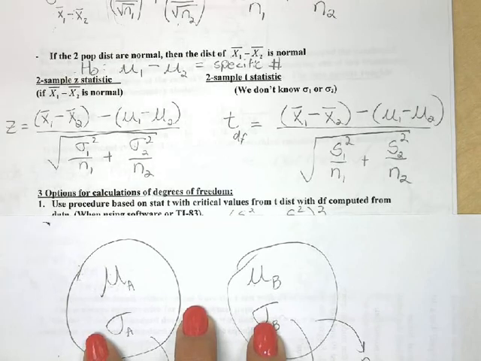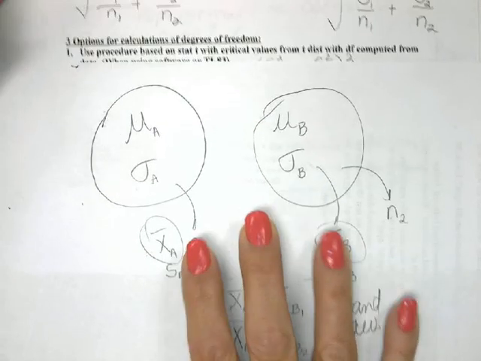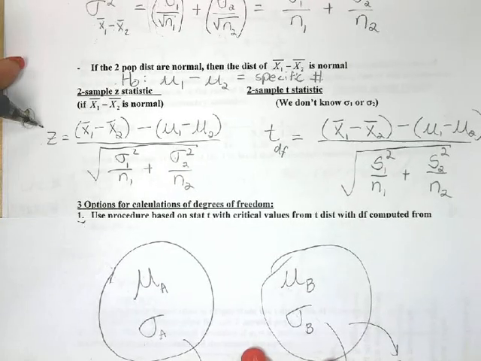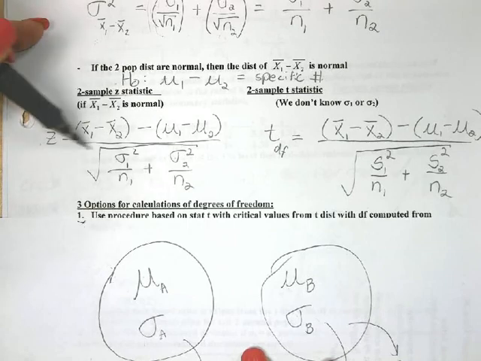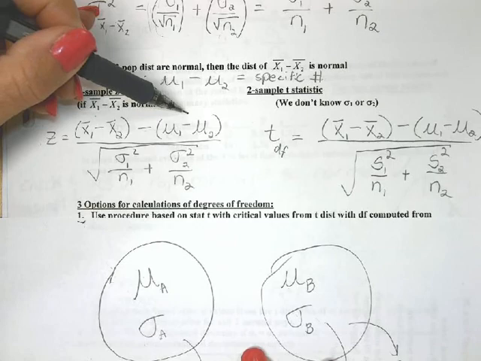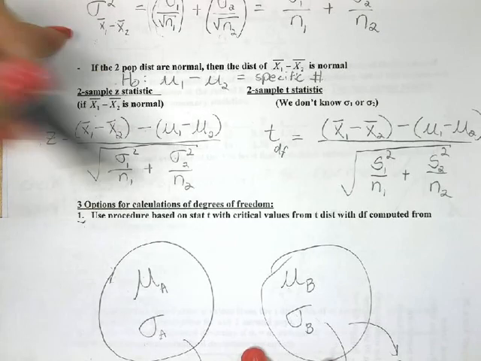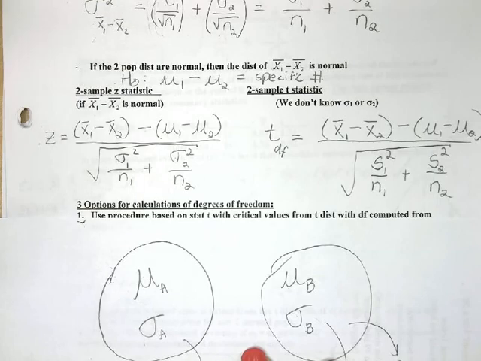And so if we knew the population standard deviations of each of our two independent populations, we would actually be calculating a test statistic that would be a z-value. We would take what we got minus what we're assuming the difference to be, and then divide by the standard deviation of the sampling distribution for the differences between the two.